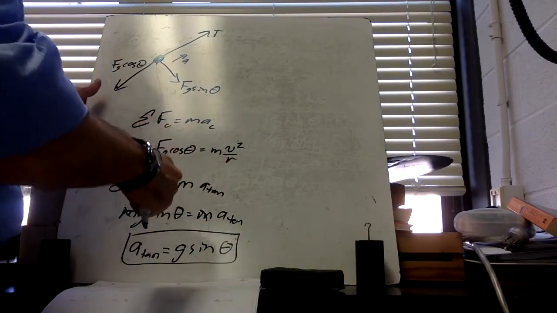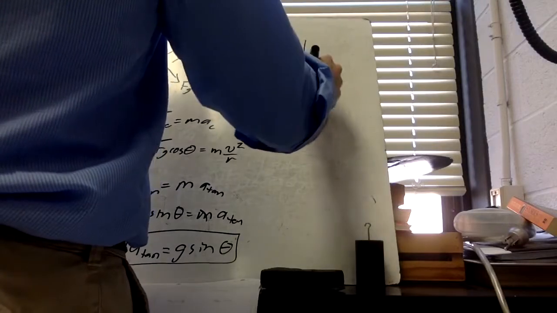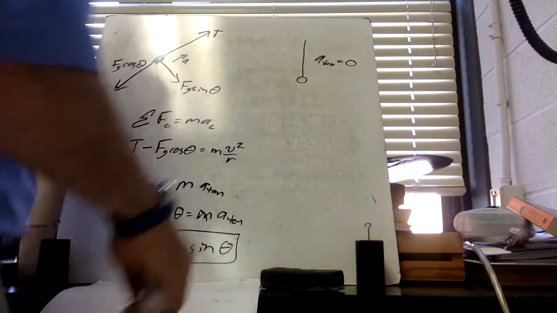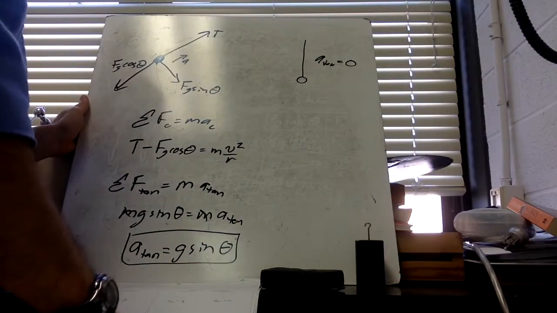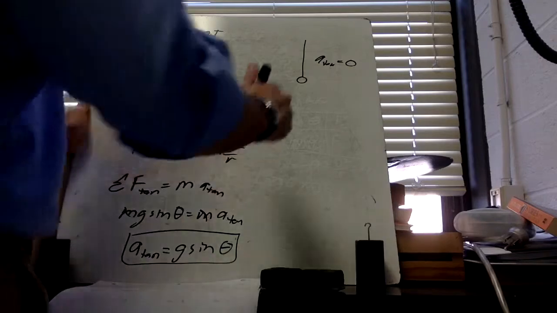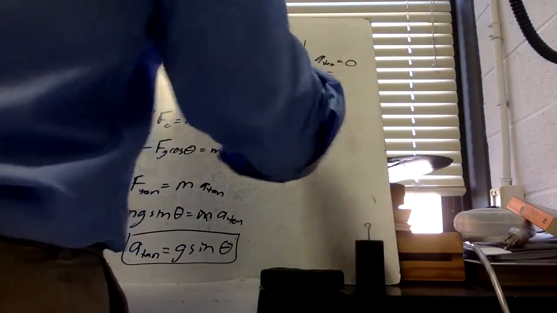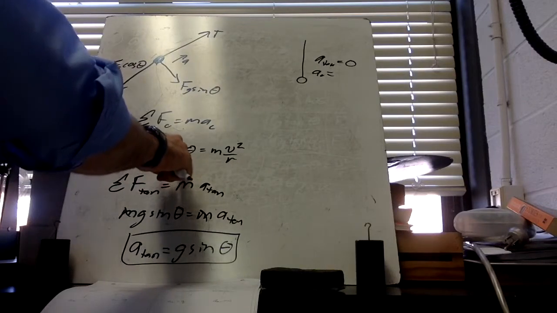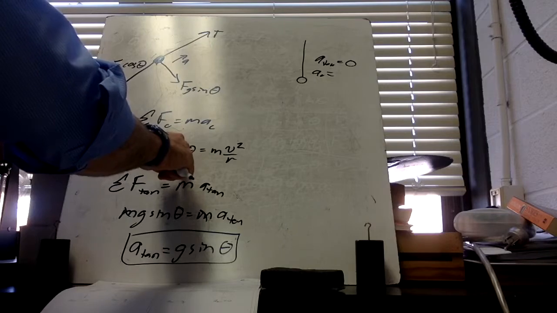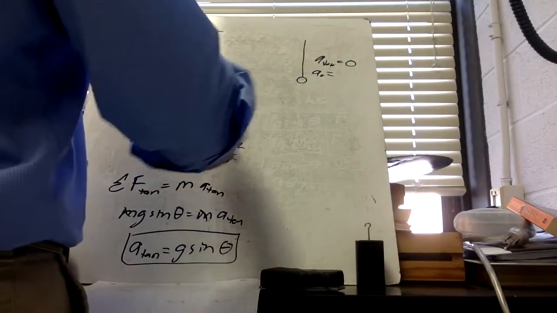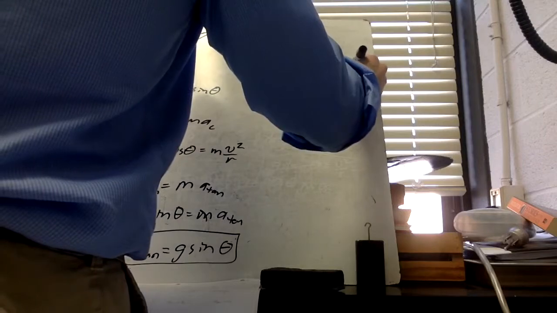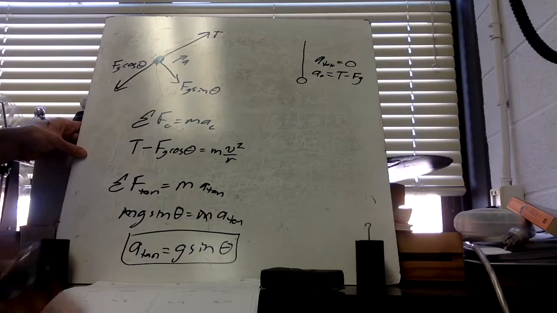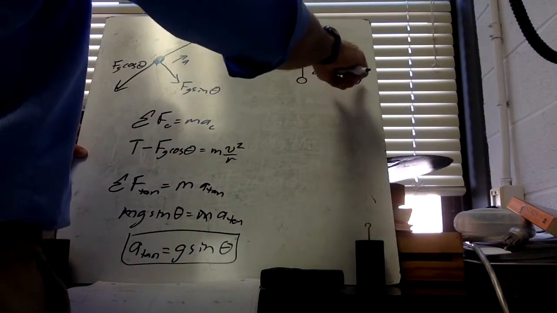What if theta is 0 degrees? Theta being 0 degrees would mean that it's hanging straight down. All right, so in this case, a tangential is 0. And in this case, a_c would be, let's see, if this is 0, just T minus Fg. That means T has to be really big because it's counteracting Fg.